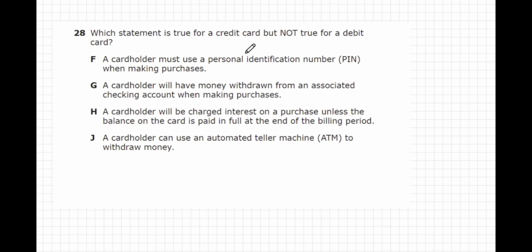Question number 28. Which statement is true for a credit card, but not true for a debit card? Option F. A cardholder must use a personal identification number, PIN, when making purchases, which is not true for credit card. Option G. A cardholder will have money withdrawn from an associated checking account when making purchases. That is true for debit card, hence, this option is incorrect. Option H. A cardholder will be charged interest on a purchase unless the balance on the card is paid in full at the end of the billing period, which is true.